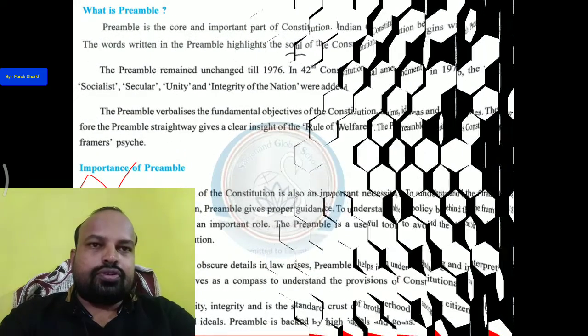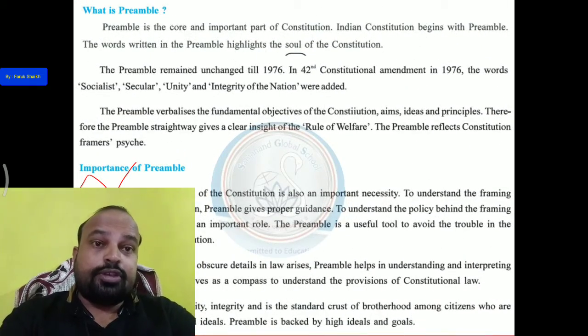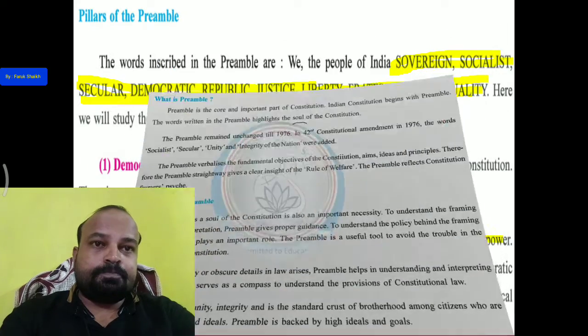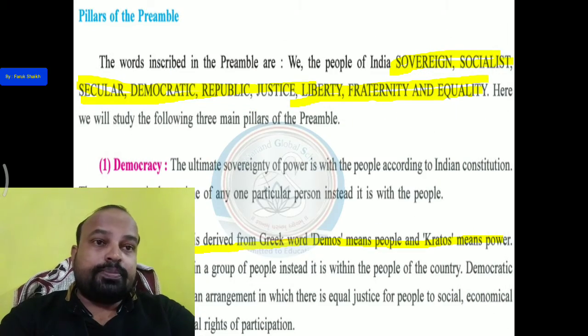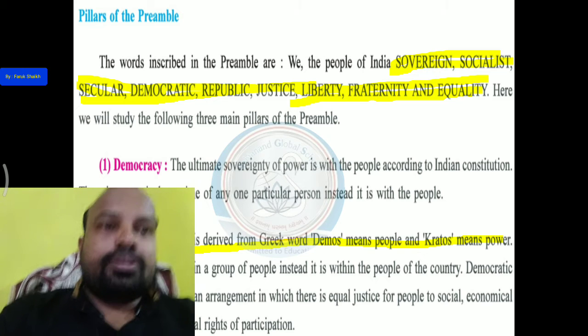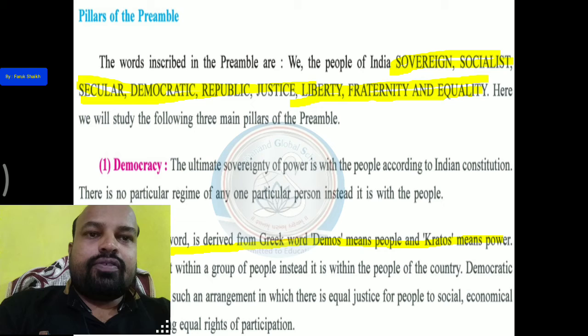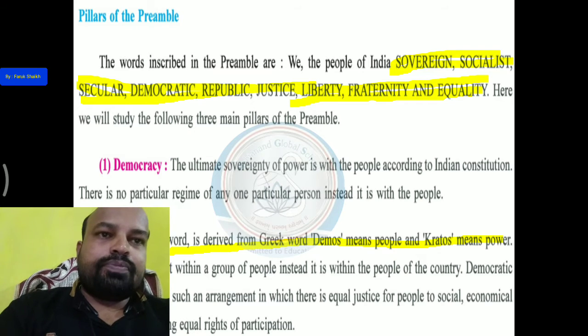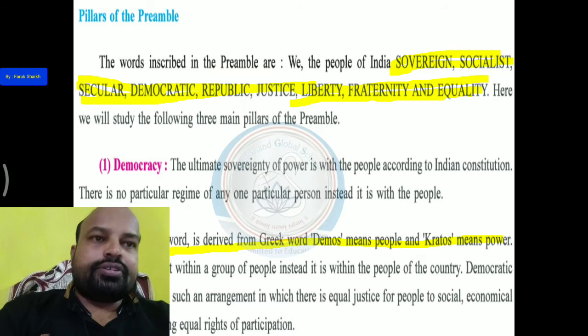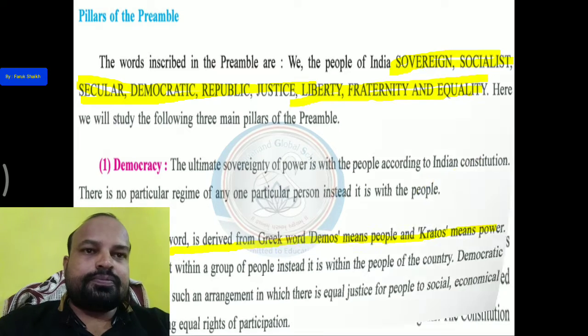All of you understand what the preamble is, the importance of the preamble, and the pillars of the preamble. The main pillars of the preamble are sovereign, socialist, secular, democratic, republic, justice, liberty, fraternity, and equality. In this chapter we have learned just the main pillars, like democracy, socialistic, and secular.